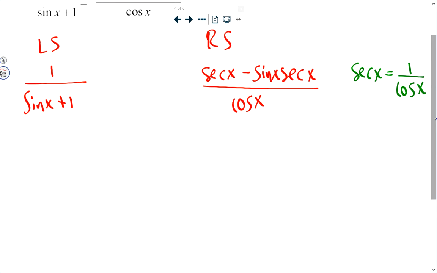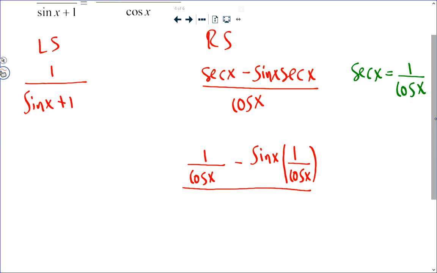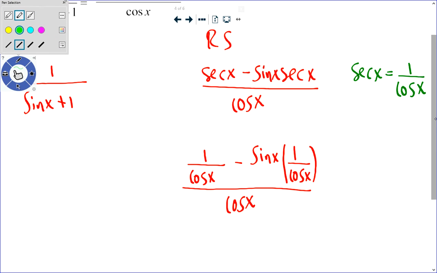So on the top I have secant of x, which is 1 over cosine of x, minus sine of x multiplied by secant of x, which is 1 over cosine of x. And this entire thing is over cosine of x. And what I've created is what we call in math a complex fraction. It's called a complex fraction because even though it is one large fraction, it contains within it little tiny fractions.